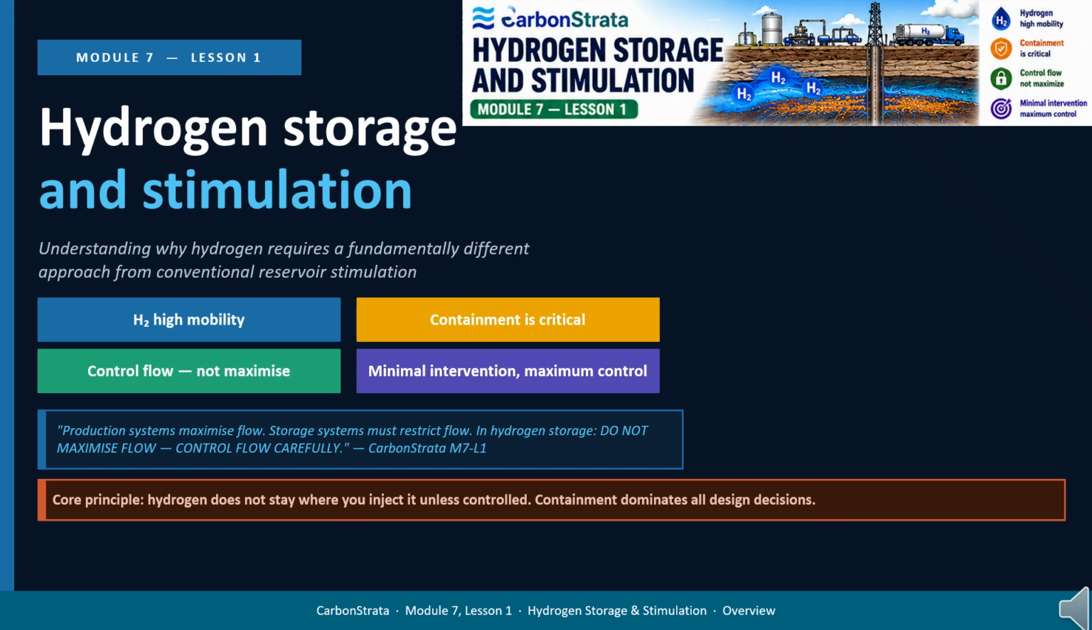Up to this point, everything in modules 1 to 6 had one objective: maximize flow, increase rate, improve productivity, create pathways. That objective no longer applies. Hydrogen storage is not production engineering. It is containment engineering. Hydrogen behaves very differently from the fluids you are used to.